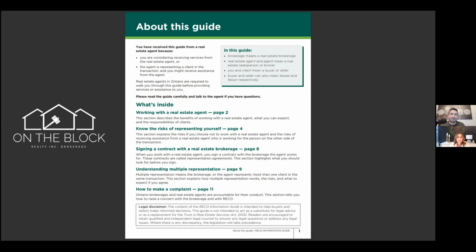You may be interacting with a real estate agent representing their own client, perhaps someone selling their property, or you may be considering receiving services from the real estate agent yourself. In either case, the review and understanding of this guide is extremely important to prepare you for the responsibilities of all parties in different types of interactions in real estate, whether buying, selling, or leasing.